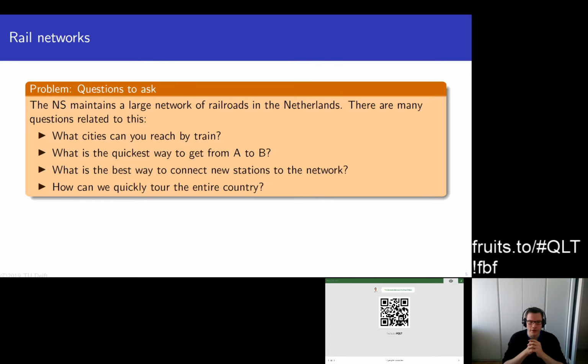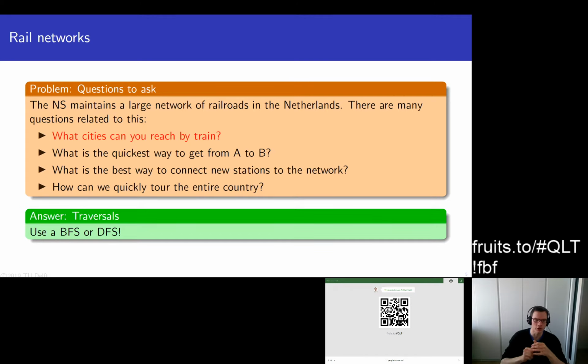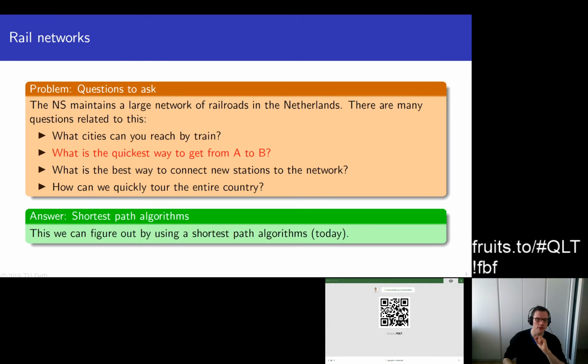And we also identified 4 questions that someone like the Dutch railway network might be asking. For example, if I am currently in Delft, what other cities can I reach? Well, this question we answered last week, right? We can find out what other cities we can reach by using a BFS or DFS traversal. But then you might be interested to know, okay, so great, from Delft I can reach Groningen, but how do I get there the quickest? That's the answer, or that's the question we will be answering today.